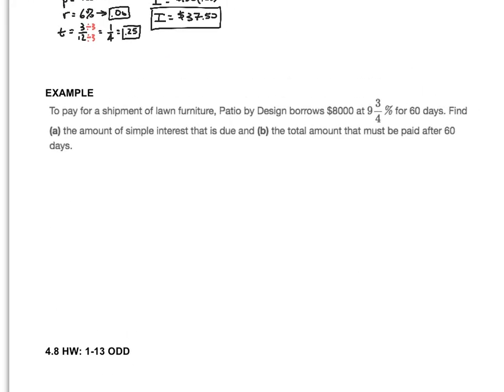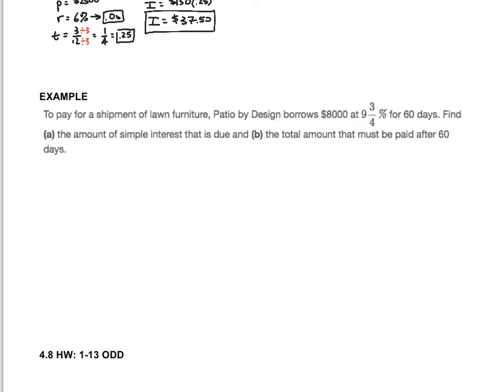Okay, the next one we have says, to pay for a shipment of lawn furniture, Patio by Design borrows $8,000 at 9 3/4% for 60 days. Find A, the amount of simple interest that is due, and B, the total amount that must be paid after 60 days. So this is them borrowing money. This is a little bit different. This is where they're going to have to pay interest, and it's simple interest.